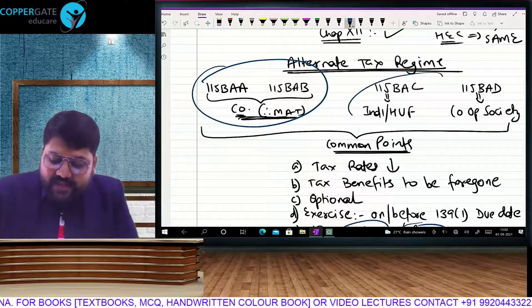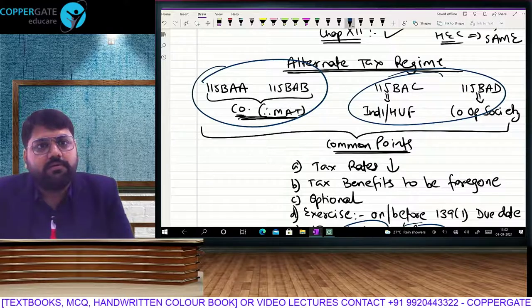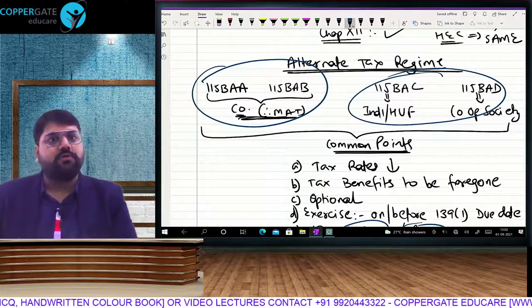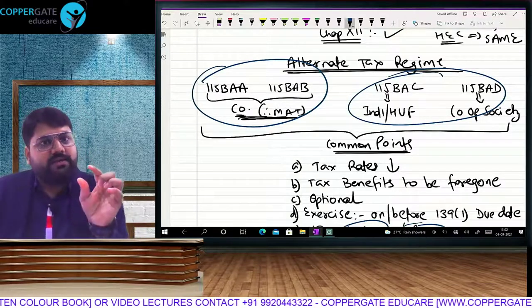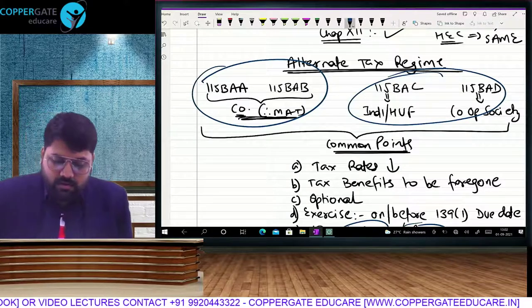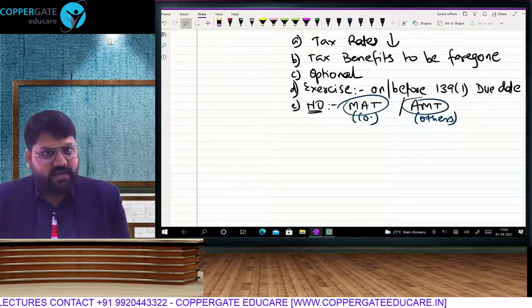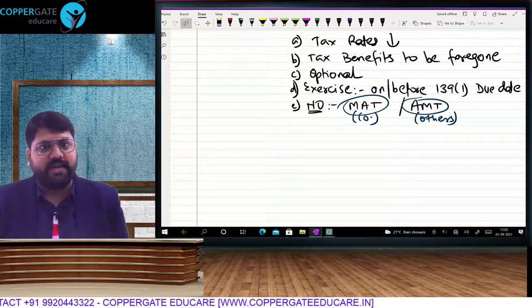And which is the tax applicable to these assessees? MAT is not applicable. Which is the tax applicable? AMT. That AMT also will go away. So, for the company, MAT will go away, and for the other assessees, AMT will go away. The liability of every company is normal tax or MAT, whichever is higher. But in the new regime, MAT is not applicable only. Only normal tax to be calculated.